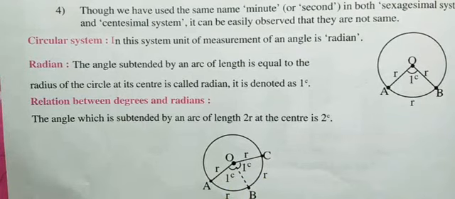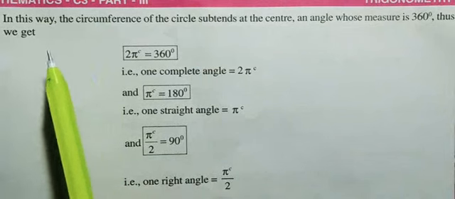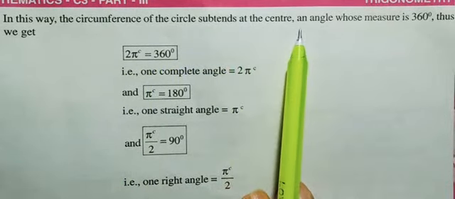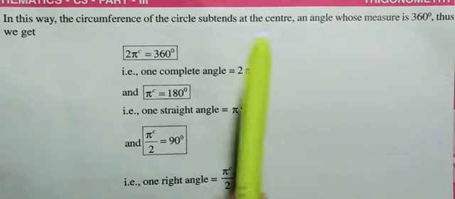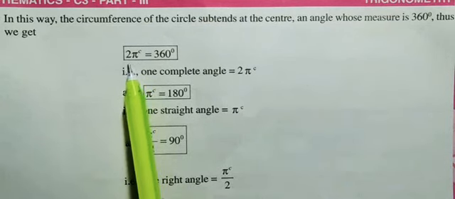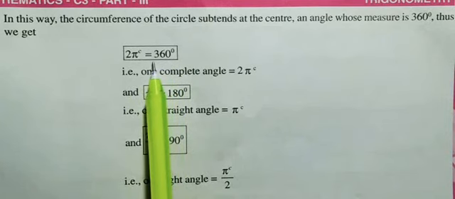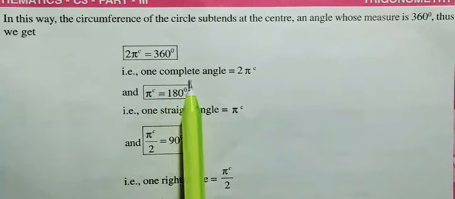So in this way, the circumference of the circle subtends at the center an angle whose measure is 360 degree. Thus we get 2 pi radian. 2 pi radian is equal to 360 degree. Understood then? That is one complete angle.